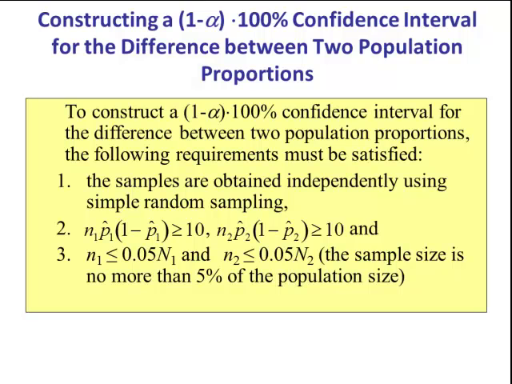These are our three assumptions that must be satisfied before we can construct our confidence interval. The samples are obtained independently using simple random sampling. Just as in the previous video, n1 times p hat 1 times 1 minus p hat 1 has to be greater than or equal to 10, and same for the second group. And the sample size for both must be less than or equal to 5% of the original population.